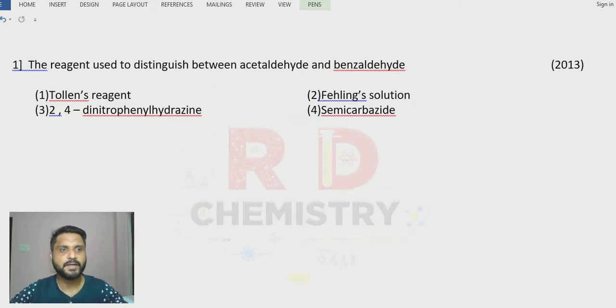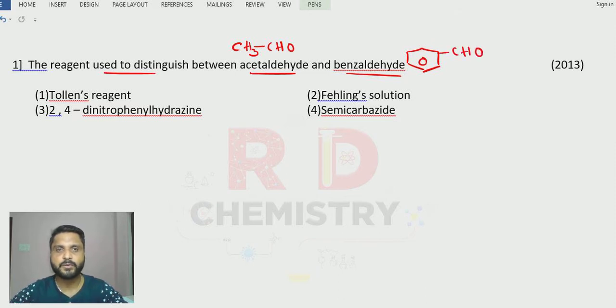Question number 1. The reagent used to distinguish between acetaldehyde and benzaldehyde. Acetaldehyde formula is CH3CHO and benzaldehyde is a benzene ring attached to the CHO, right? Now, to distinguish between aldehydes and ketones, we have got Tollens reagent and we have got Fehling solution. Whereas the dinitrophenyl hydrazine and semicarbazide react with both aldehydes and ketones.